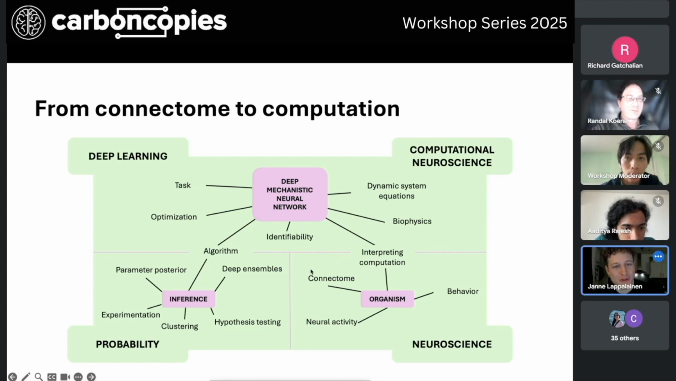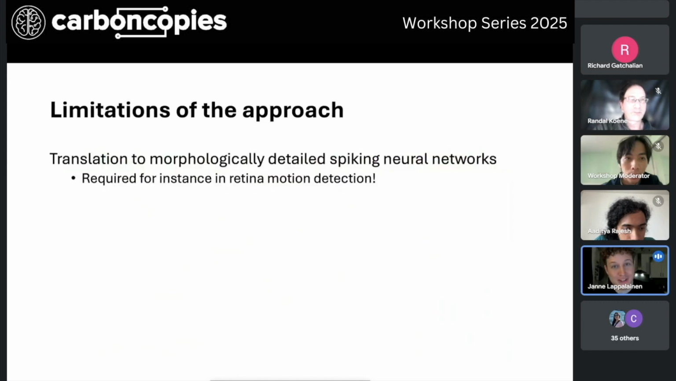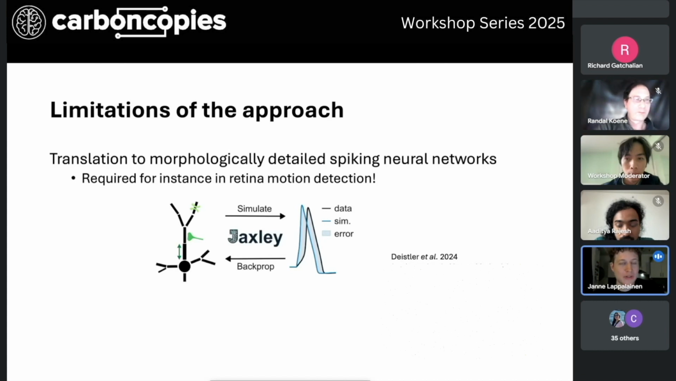This is not fully baked, but I think it's interesting to zoom out a little bit, and that also means looking at the limitations. One is for sure how to translate this to other circuits, but also to morphologically detailed neurons. For example, in the retina, motion detection requires morphological detail, and also spiking neural networks. Optimization of spiking neural networks is typically harder, but it does exist. We haven't yet shown that it also works, so that remains to be demonstrated to some degree.